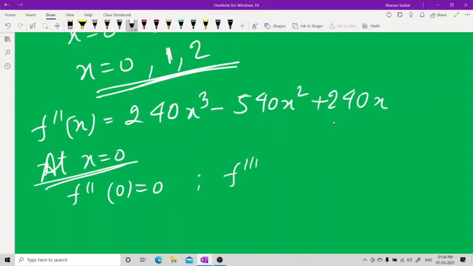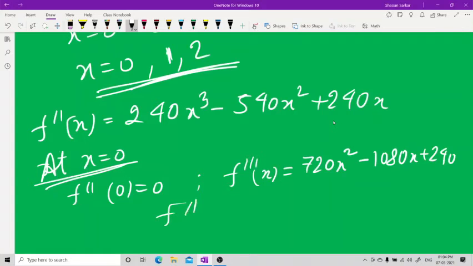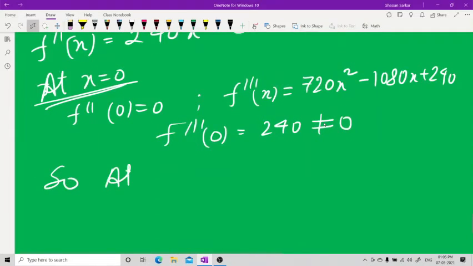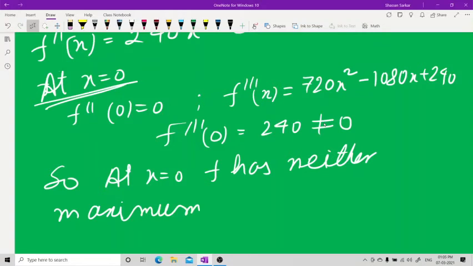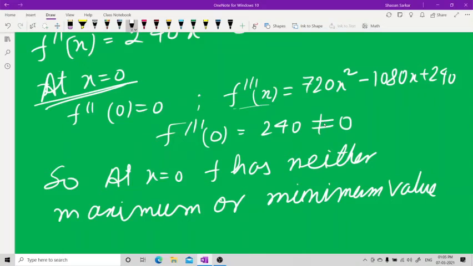Find the third derivative for this. So f triple dash x is 720x square minus 1080x plus 240. So now f triple dash 0 is equal to 240, which is not equal to 0. So at x equal to 0, f has no extrema. No extrema means neither maximum or minimum value. I'll tell you for this मैंने थर्ड डेरिवेटिव किया है, इसका मैं जनरलाइज केस बोल दूंगा तो समझ में आ जाएगा ये जनरलाइज केस है क्या.